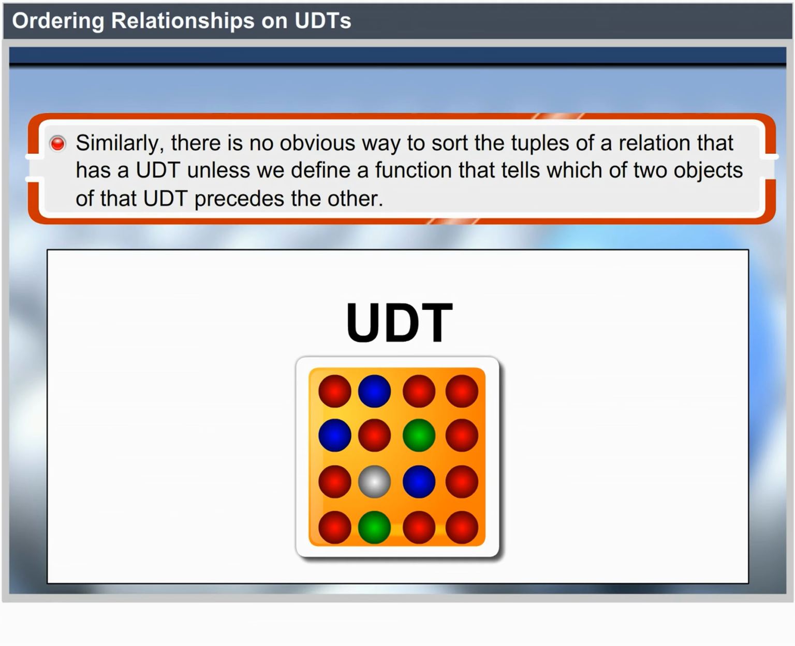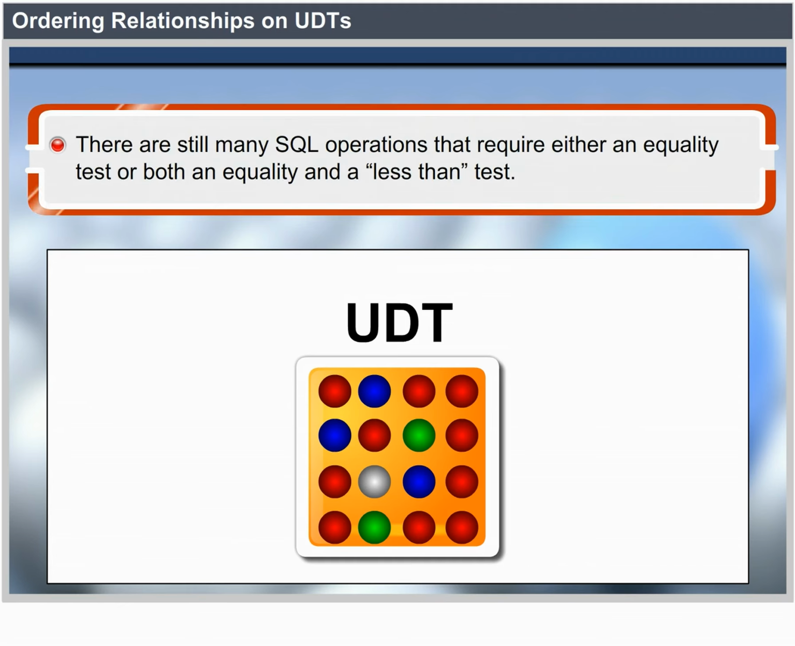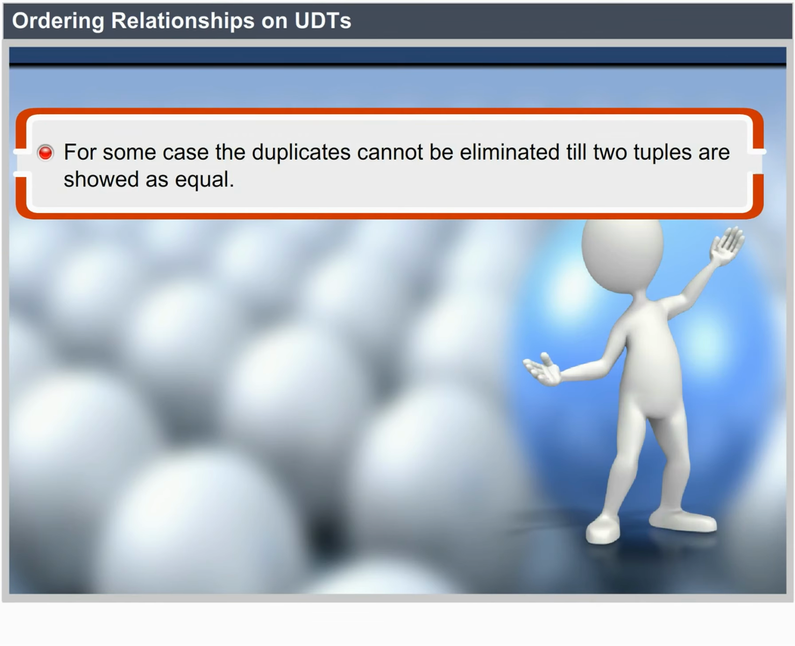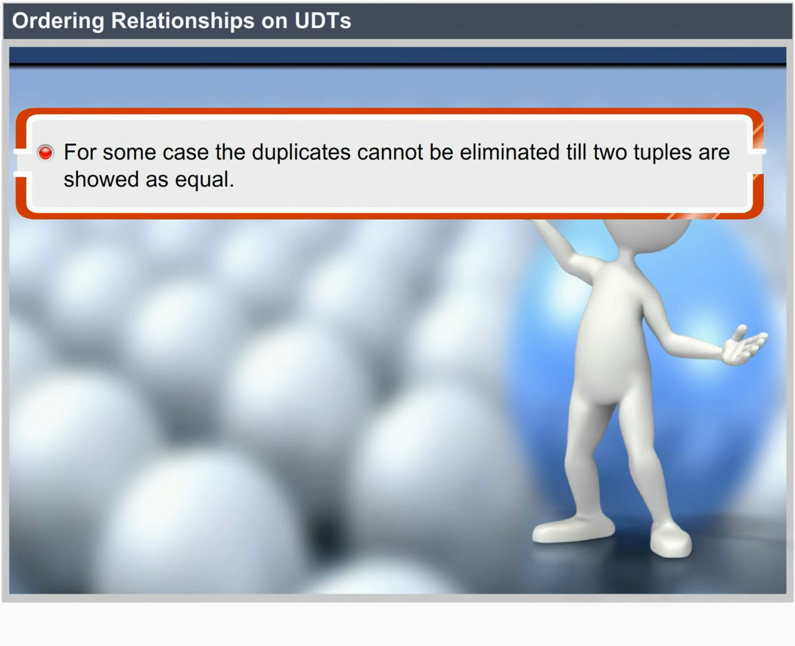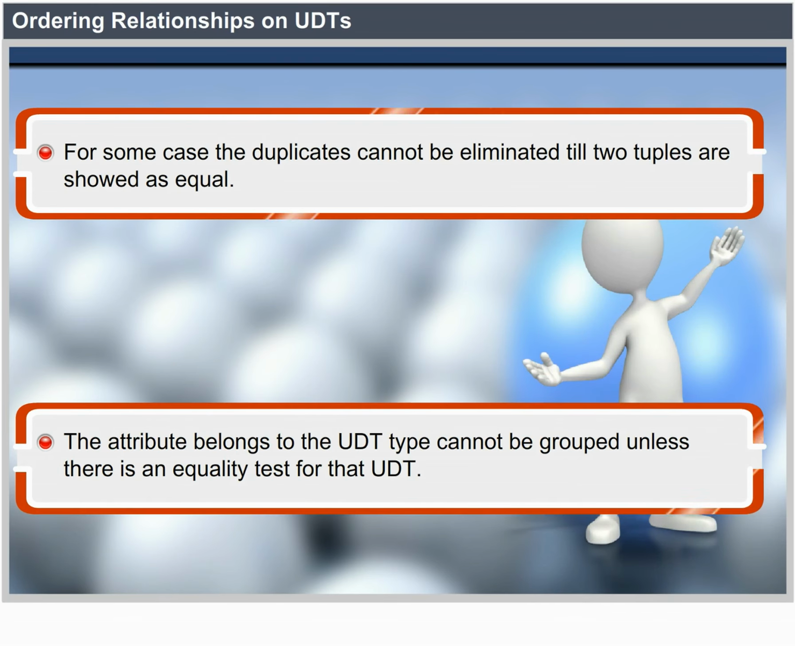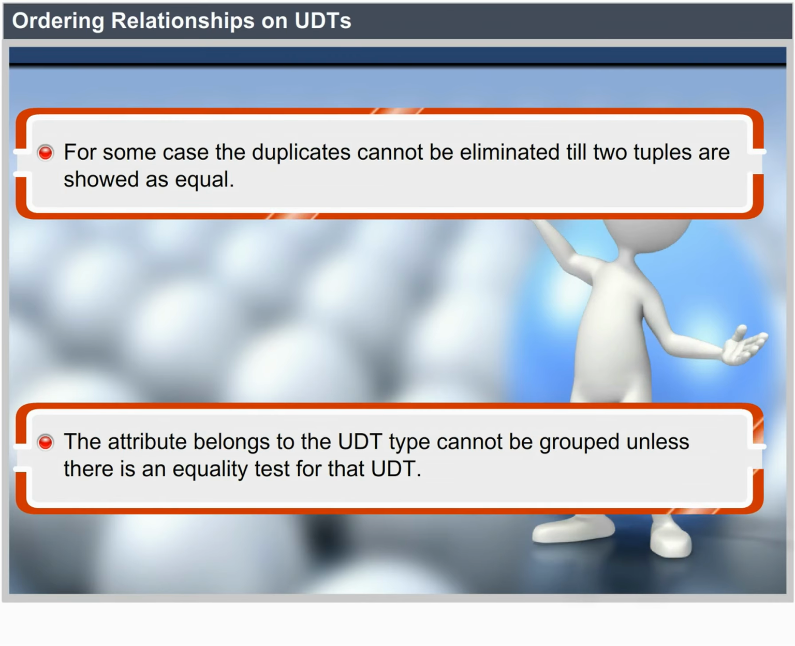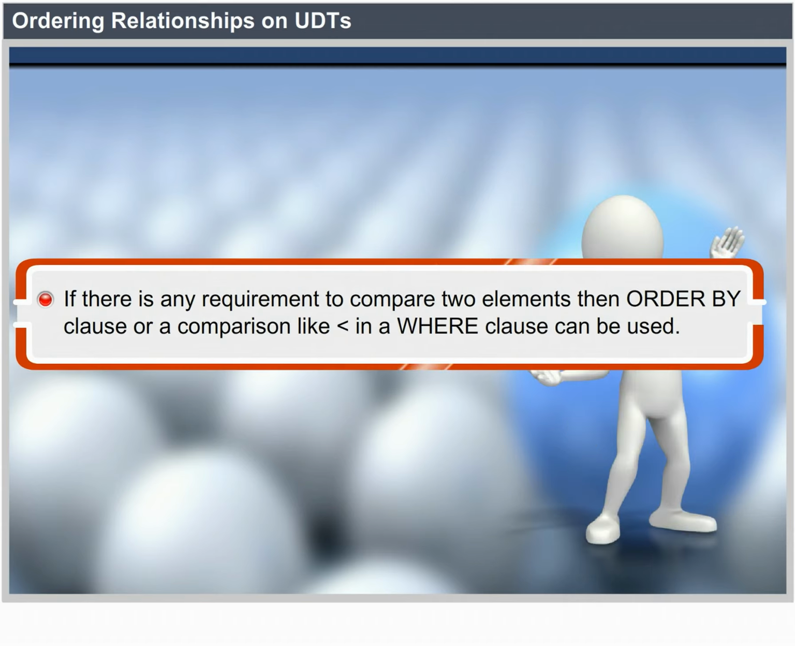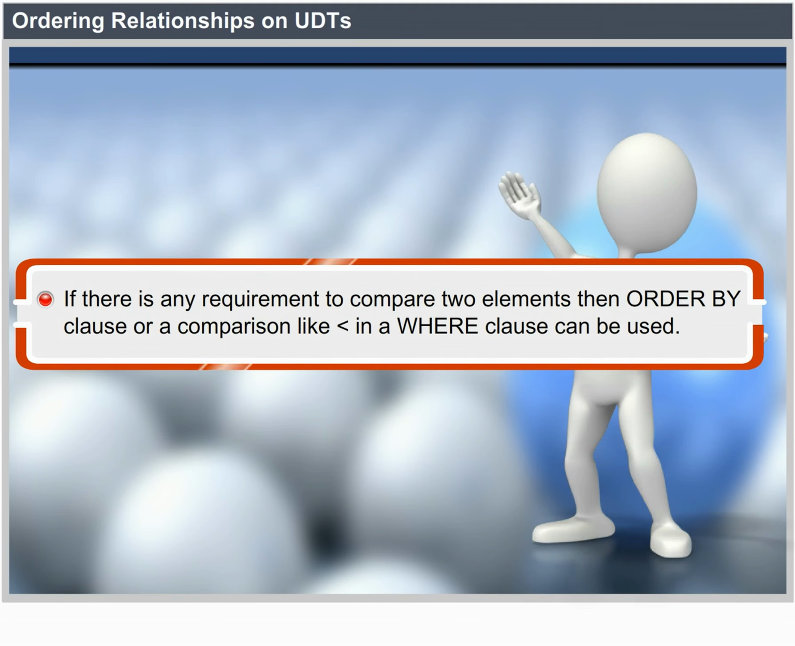Yet, there are many SQL operations that require either an equality test or both an equality and a less-than test. For instance, we cannot eliminate duplicates if we can't tell whether two tuples are equal. We cannot group by an attribute whose type is a UDT unless there is an equality test for that UDT. We cannot use an ORDER BY clause or a comparison like less than in a WHERE clause unless we can compare two elements.